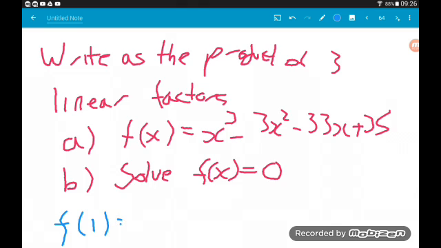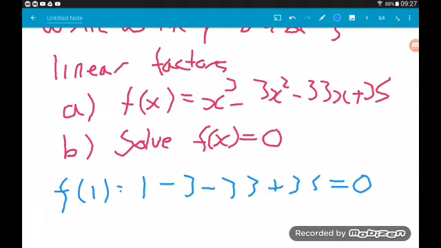So, f of 1 is going to give us, well, 1 cubed is 1. Minus 3 times 1 squared is minus 3. Minus 33 times 1 is minus 33. And then plus 35. Well, 1 minus 3 is minus 2. Minus 33 gives us minus 35. And then plus 35 gives us 0. So this is actually telling us very nicely from the get-go.